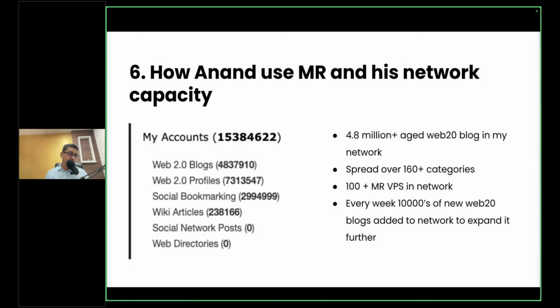We didn't do this in a month or a year. It's the work of many years. We support approximately 160 categories right now, like physiotherapist, you name it, we have it. And if we don't have it, we create new ones every month. We are expanding our category base. We have 100 plus Money Robot VPS live working in our network, giving us a capacity of over 100,000 backlinks or something like that per day.